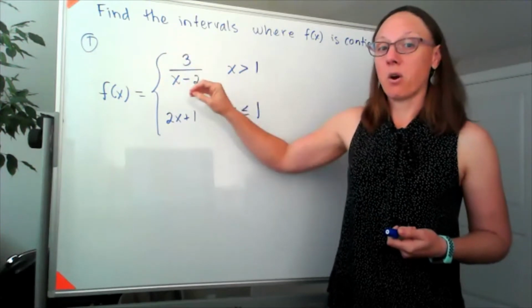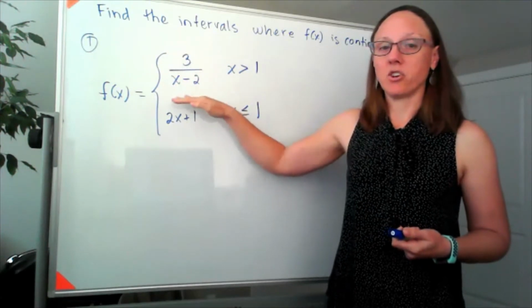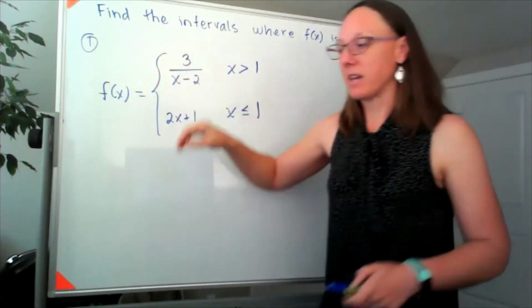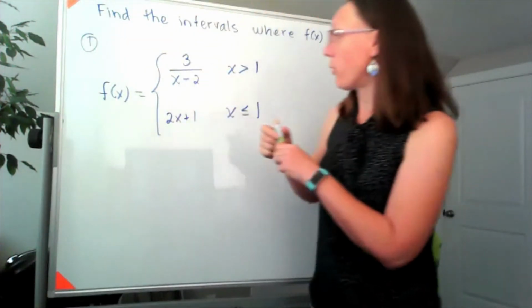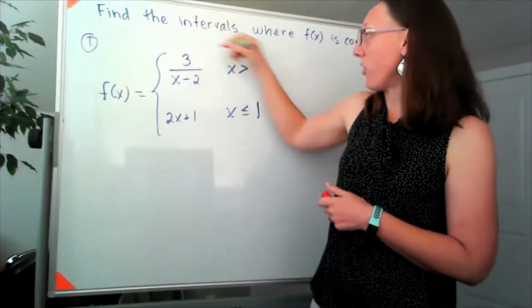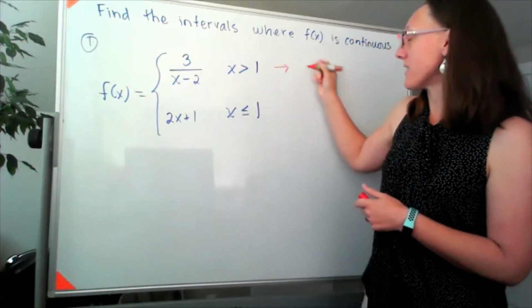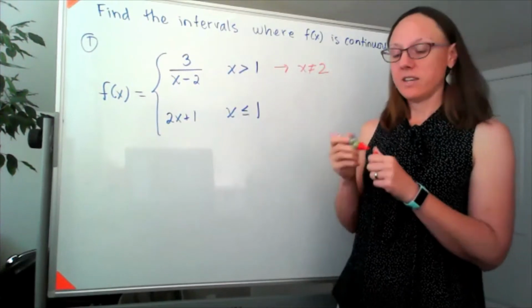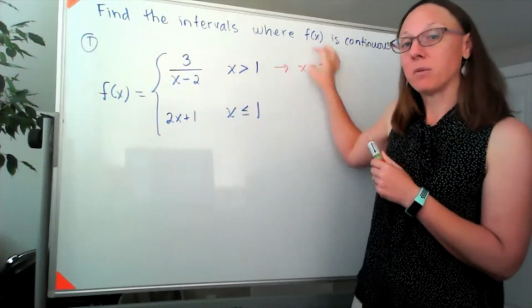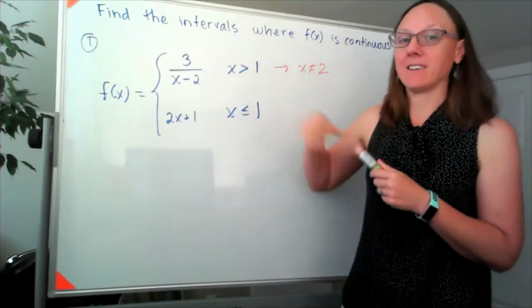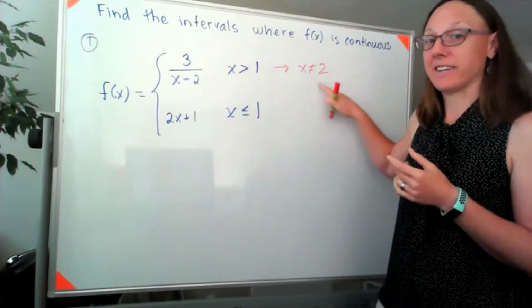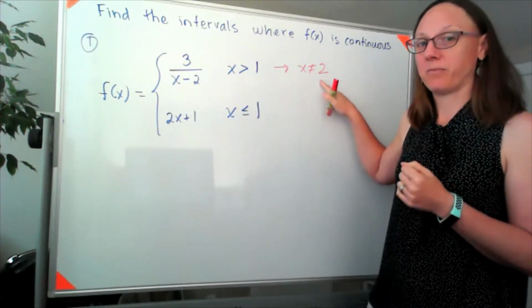When I look at this part, 3 over x minus 2, if I'm thinking about this in terms of domain, I know this piece, domain-wise, says x cannot be equal to 2. So we're going to keep that in mind as we address the continuity piece. So already I know that it is not continuous at x equals 2.